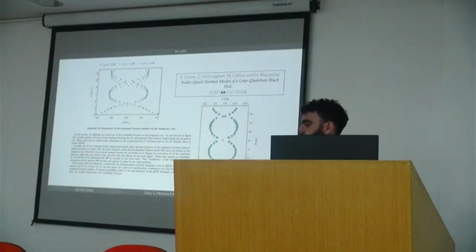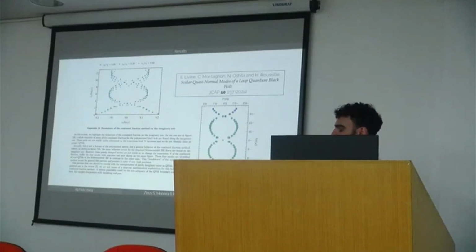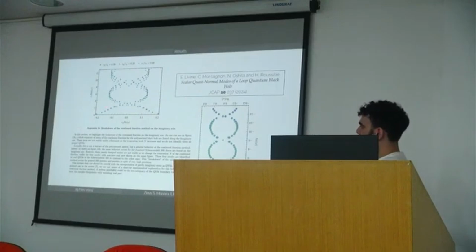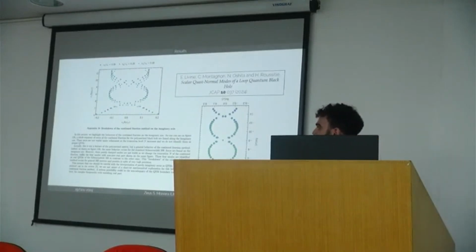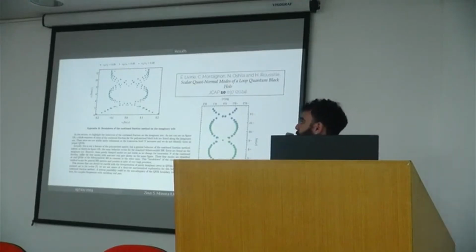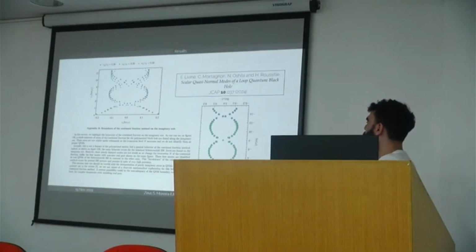This is because the roots that you find using the Leaver method are not stable as you increase the size of the continued fraction. So the results are not reliable. And so maybe there is another method that can calculate this, or you should rethink if the modes that are across this axis are indeed quasi-normal modes.